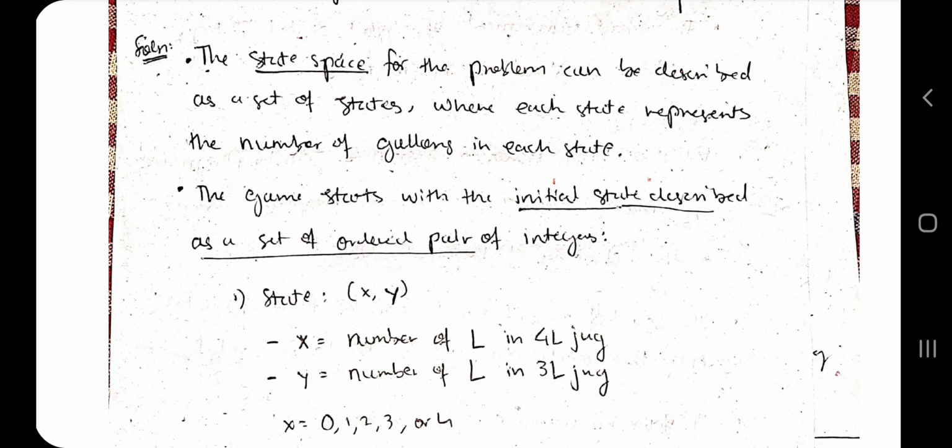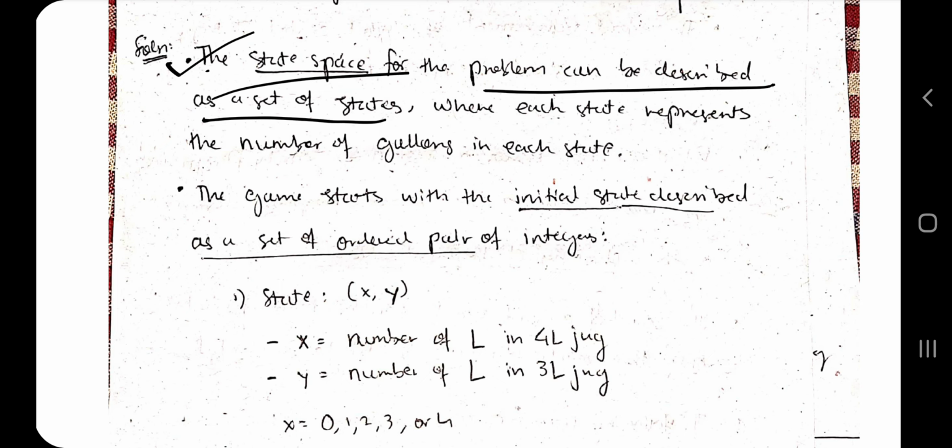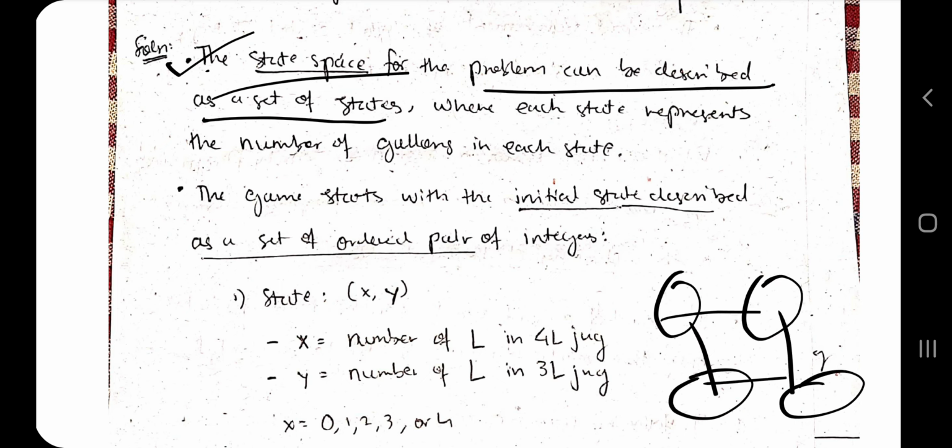For every problem they ask, there are totally five or six problems here: water jug problem, Tower of Hanoi, traveling salesman, missionaries and cannibals, as well as monkey and bananas. So you have to first write this for each problem. Even if I have not written it for the next problems, you are supposed to write this in the exam if you want full marks. The state space for the problem can be described as a set of states, and each state represents the number of gallons in each jug.